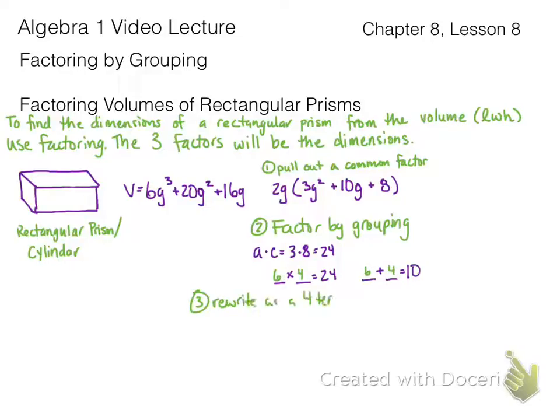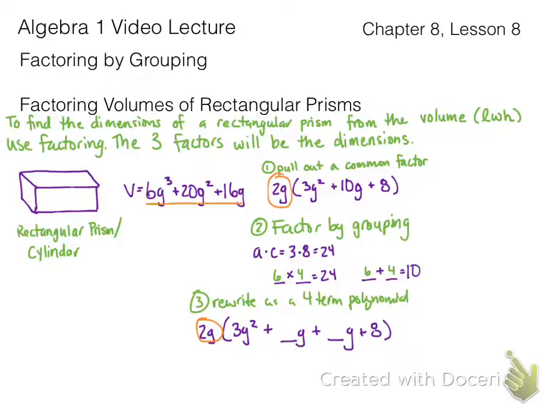Now we need to rewrite the trinomial as a 4-term polynomial, also known as a quadrinomial. So let's go ahead and do that. 2g, because I still need to keep this, guys, just because I factored it out at the very beginning does not mean it's gone. It still needs to be there, because if you forget it at the end and you check by foiling, you're not going to end up with the answer you had at the very beginning, or at least the question, okay?